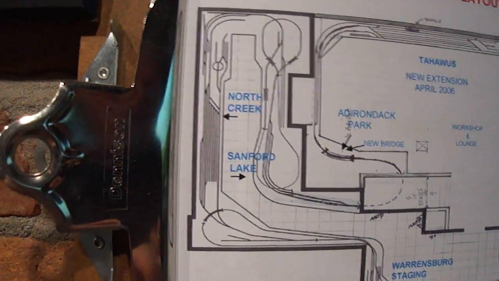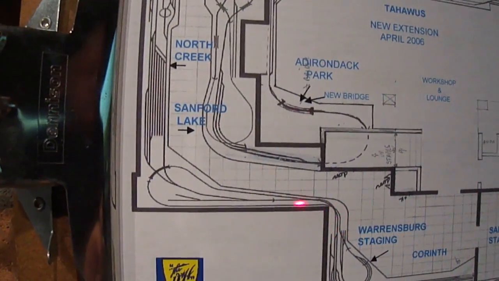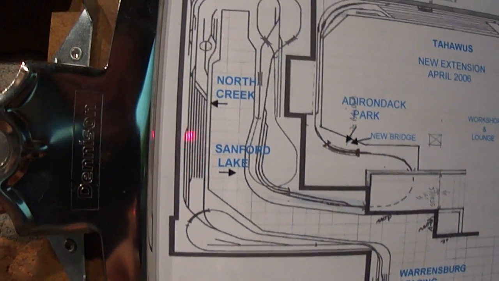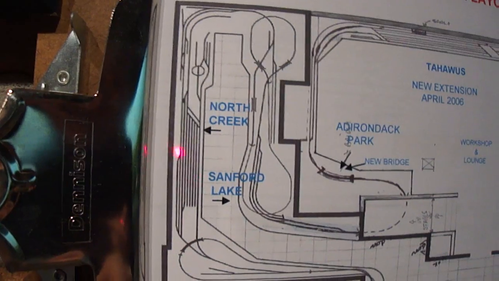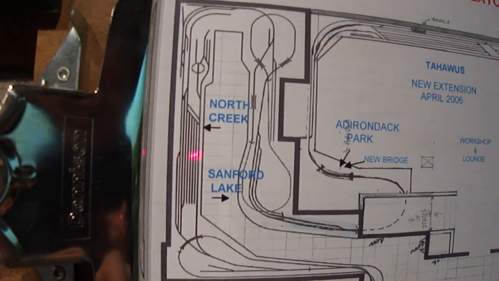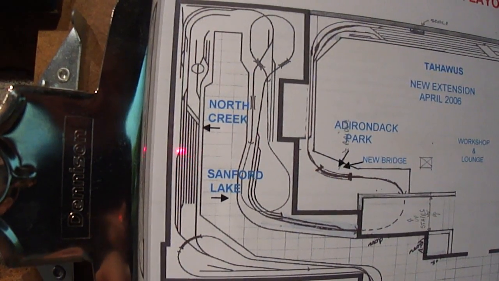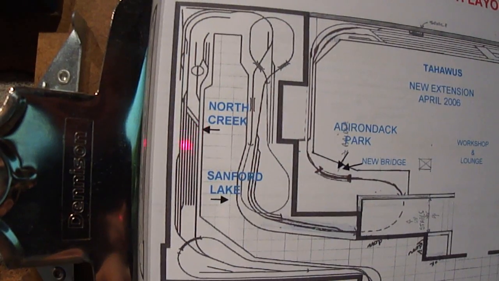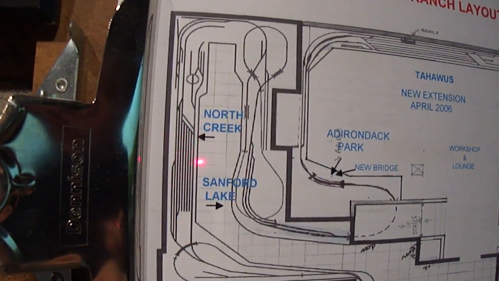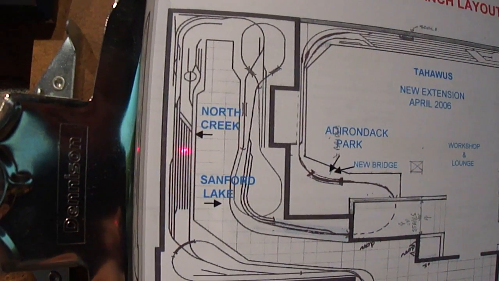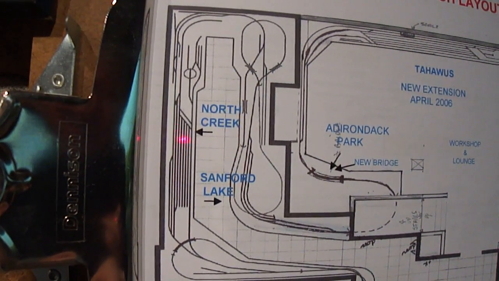From there, from Warrensburg, we go to North Creek. Here is North Creek, and North Creek is the major, I would say, D&H town, as far as it was the end of the line for a long time before the National Lead Company decided to open up the mine in Tahouse. We're talking at Sanford Lake.